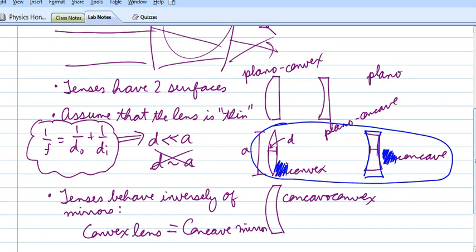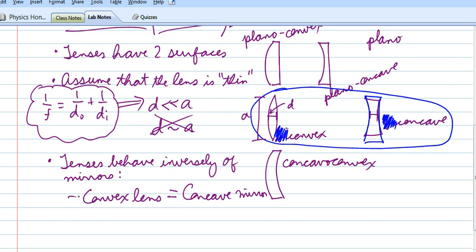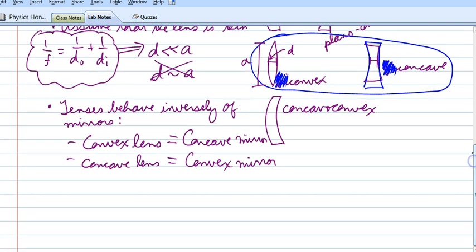Okay? And likewise, a concave lens works exactly the same as a convex mirror. And we'll see some examples of this in a moment. But let's just talk for a few minutes about the different images that we can get.